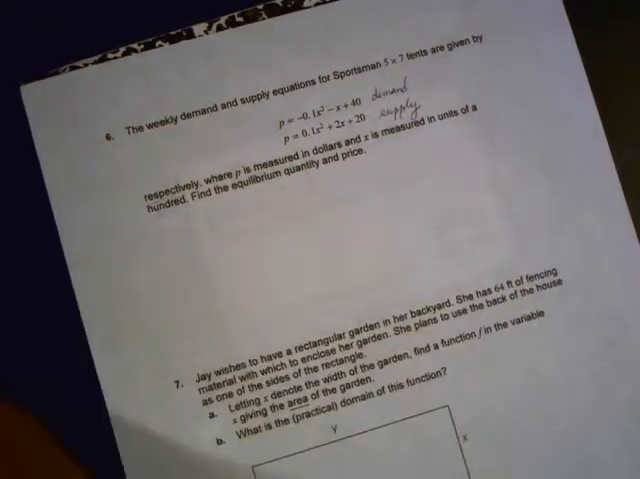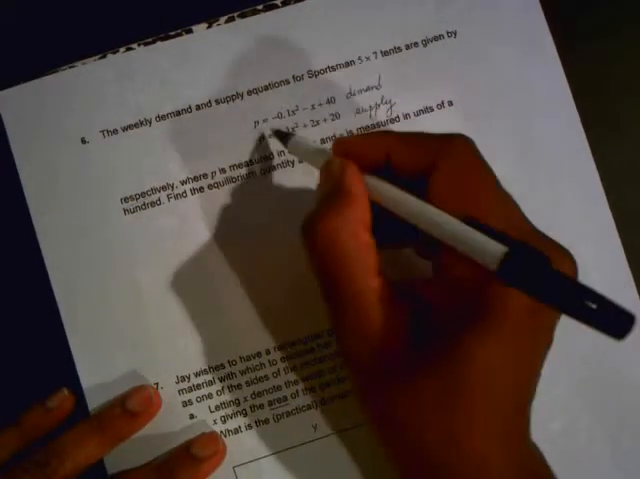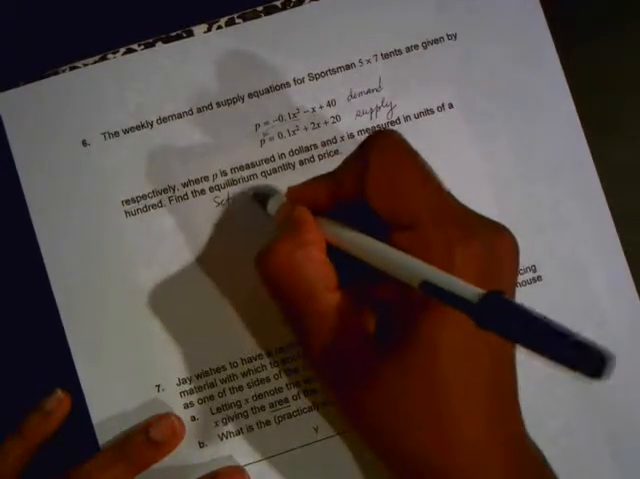Now remember that equilibrium occurs when supply and demand meet, so they are the same there. In other words, these two should be equal. So I can take this, P equals this, and put it in this spot. And you may have solved systems of equations in your algebra class. That's exactly what we're doing here. So you're going to set demand equal to supply.